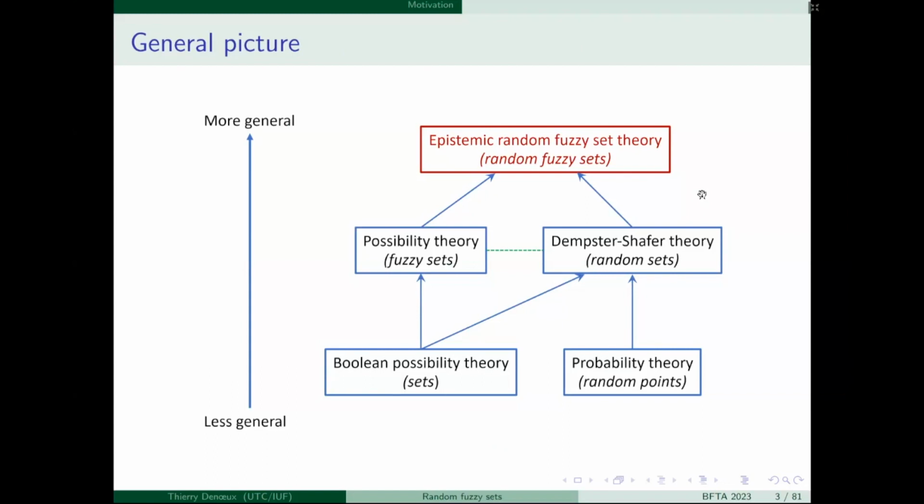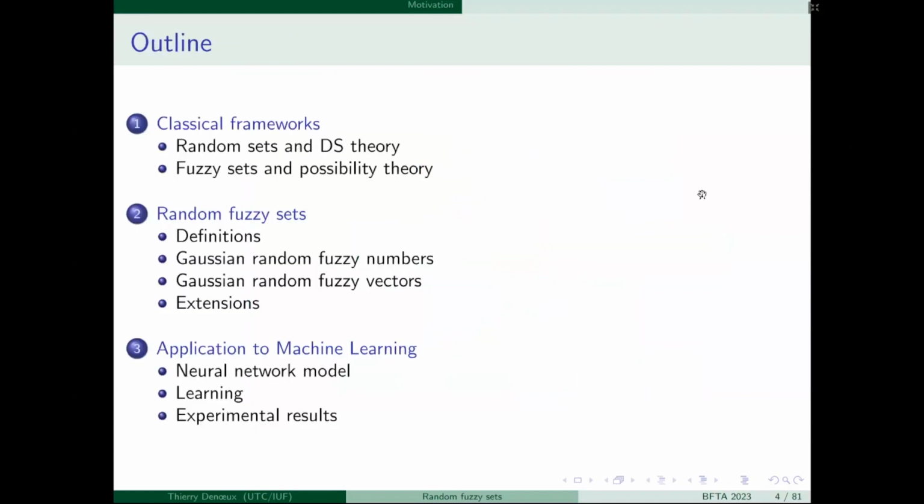Then at the next level, the second generation of models, you have Dempster-Shafer theory on the one hand, which is based on random sets. So it extends both the set-based approach and the probabilistic approach. And on the other hand, you have possibility theory, which is based on an extension of the notion of set, which is fuzzy sets. And what I will talk about today is a further generalization of possibility theory and Dempster-Shafer theory.